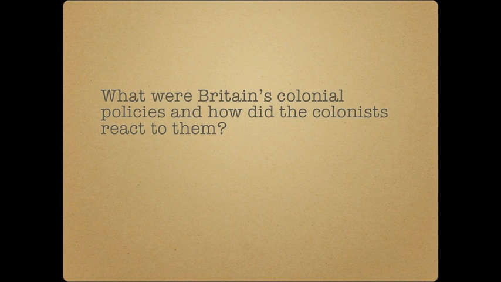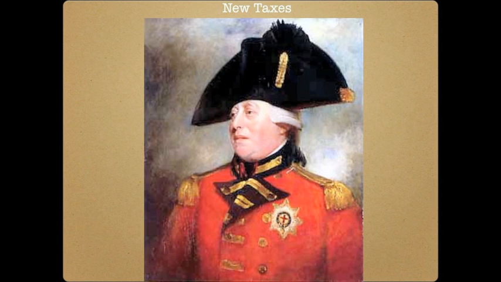What were Britain's colonial policies, and how did the colonists react to them? Until the mid-1700s, the colonies were allowed a great deal of freedom in their governments by the English monarchy. In 1760, King George III imposed new taxes and laws on the colonists. The colonists started a confederation, proposed an annual congress, and began to rebel.